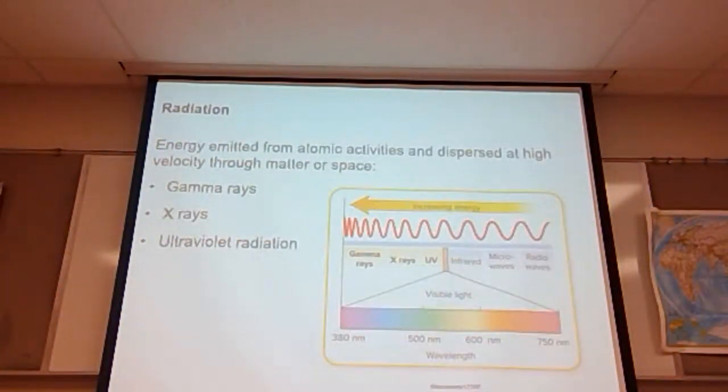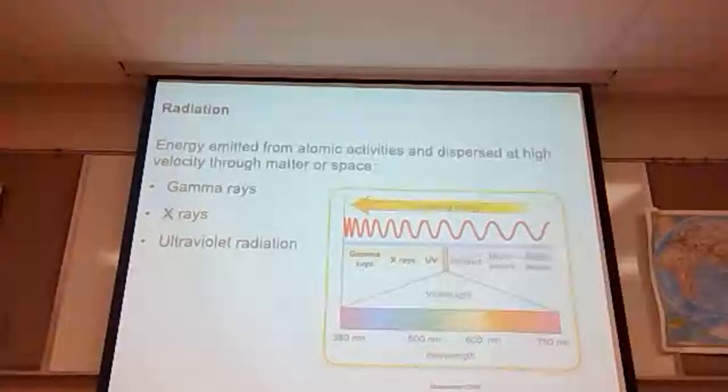Radiation is energy emitted from certain atomic activities and dispersed at high velocity through space. Gamma rays, X-rays, ultraviolet radiation. As we move here, this is the wavelength of light. As you move, this is considered to be longer. As the distance between these peaks and valleys becomes greater, those things are said to have a longer wavelength. Gamma rays are way down here. X-rays are here. Here is ultraviolet radiation.